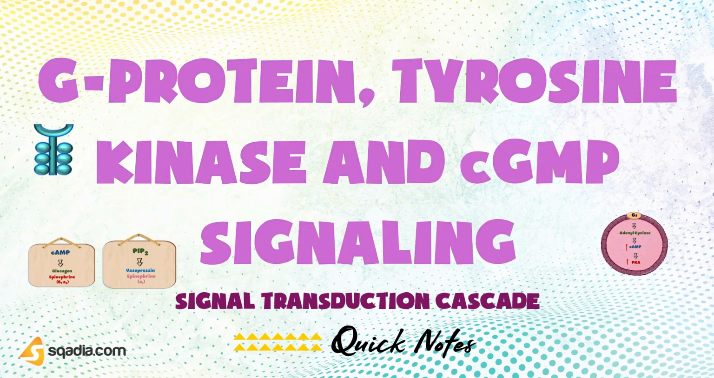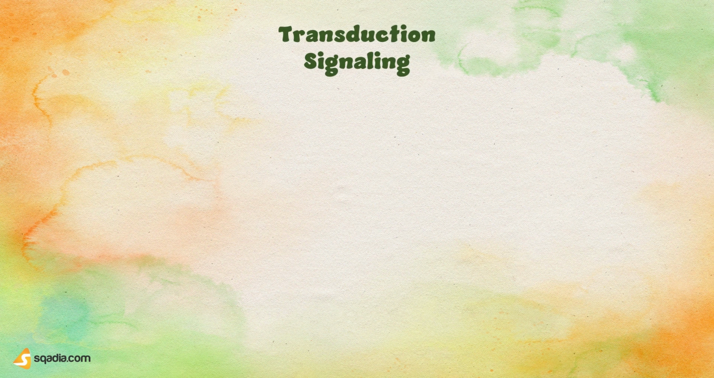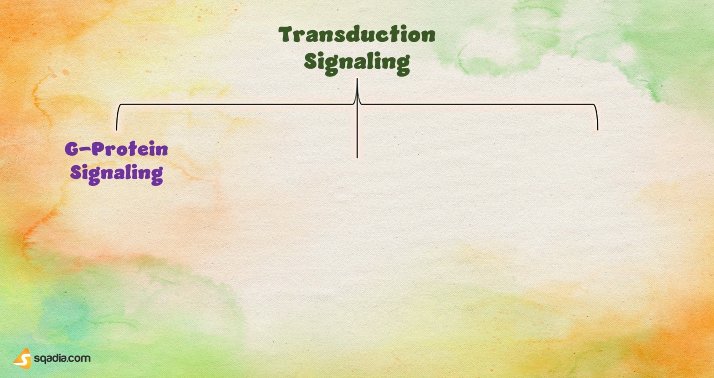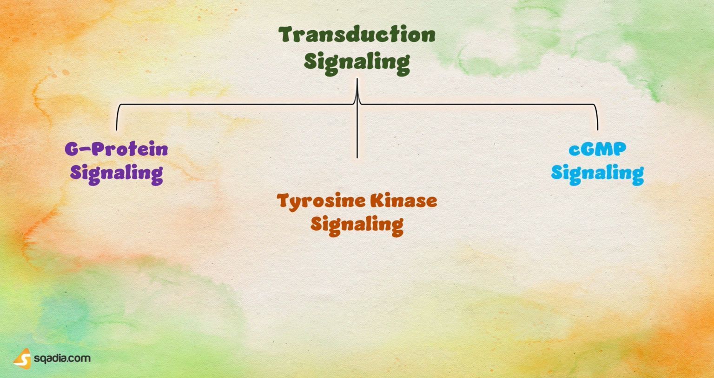In this video, we will be discussing types of the signal transduction cascade. And they are G-protein signaling, tyrosine kinase signaling, and cyclic guanosine monophosphate signaling.